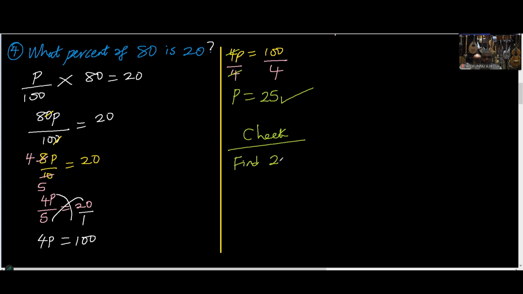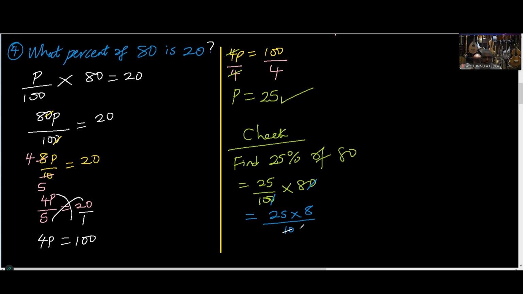Find 25% of 80. 25% means 25 over 100, then times 80. Because they are on the same side, you can cut 1 0 here. Then you have 25 times 8 over 10.